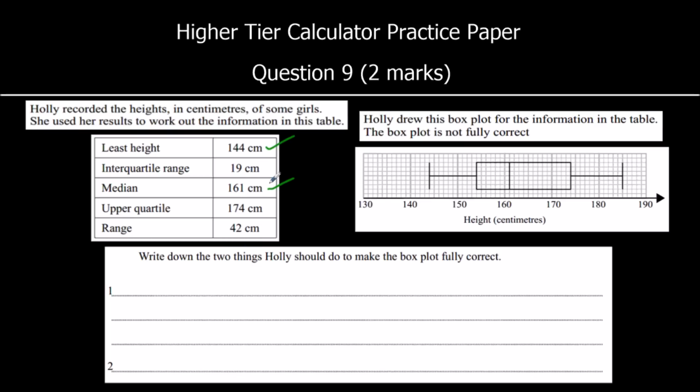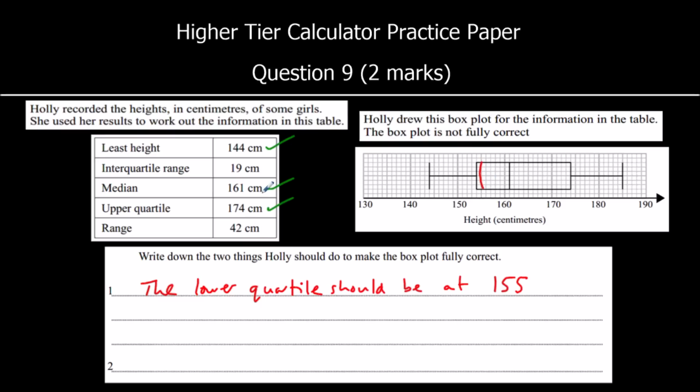And we can work out the lower quartile. The upper quartile is correct at 174. So we can work out the lower quartile by taking 19 away from the upper quartile. So it should be at 155. So it's not correct. So the lower quartile should be at 155. The lower quartile should be there.